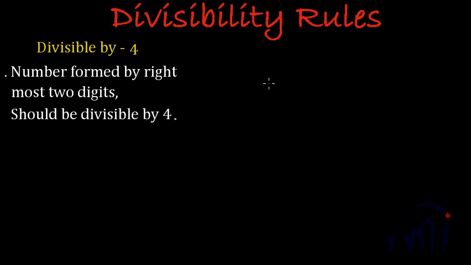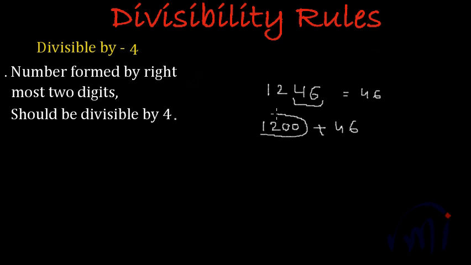So let me take one random number. The number is, suppose, 1246, right? As per this rule, we have to check the divisibility of the number found by these two digits, which is 46, right? The reason behind this, as we have discussed, is that 1246 can be written as 1200 plus 46. And since this 1200 is a multiple of 100, this will be divisible by 4. So we have to check the divisibility only for 46, right?